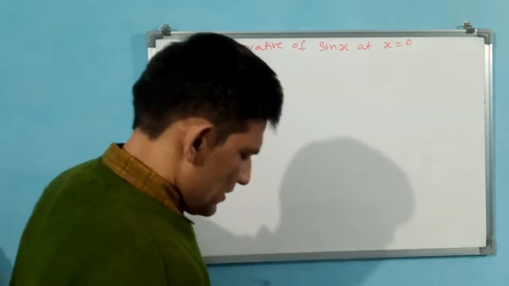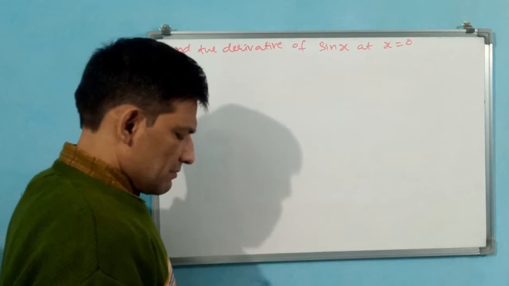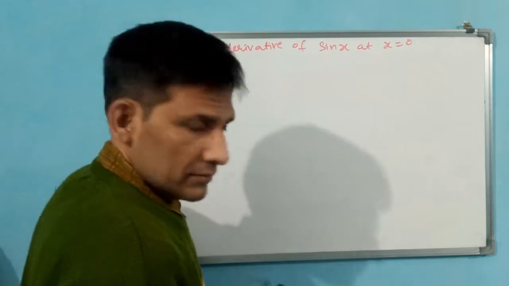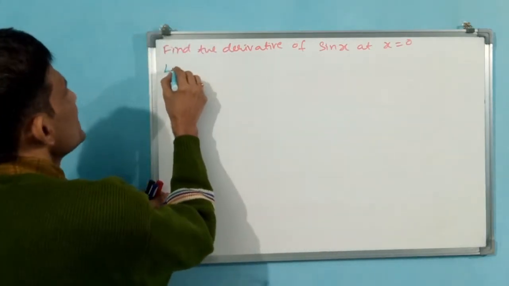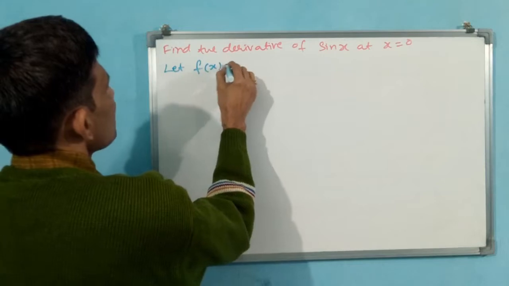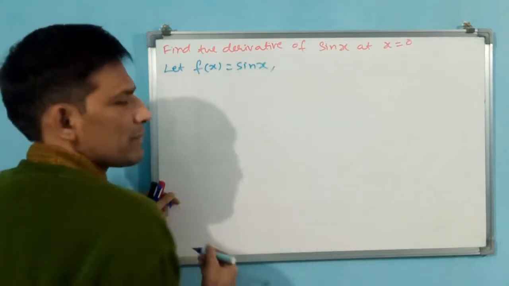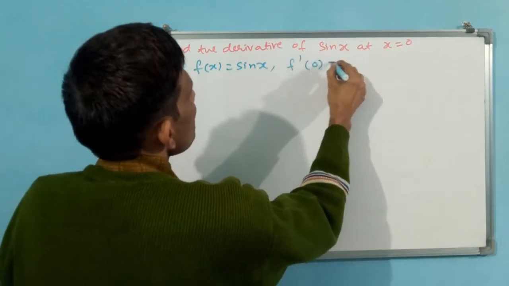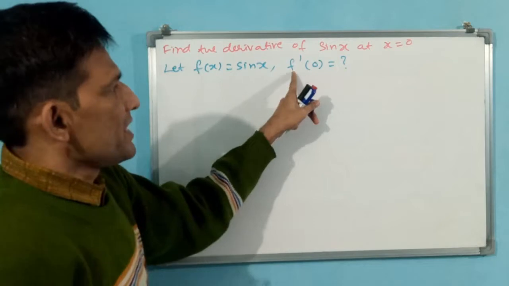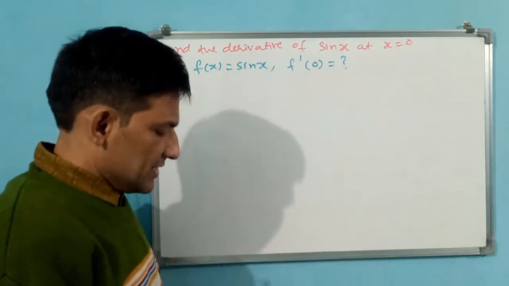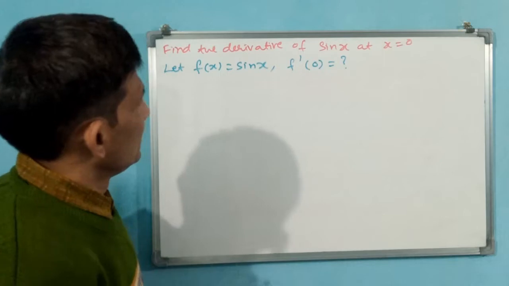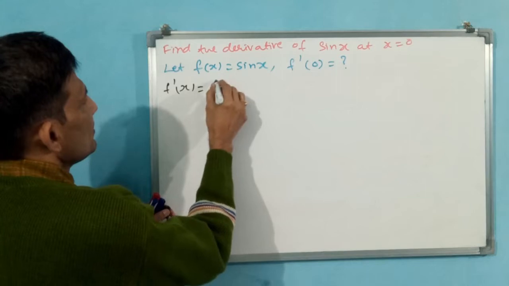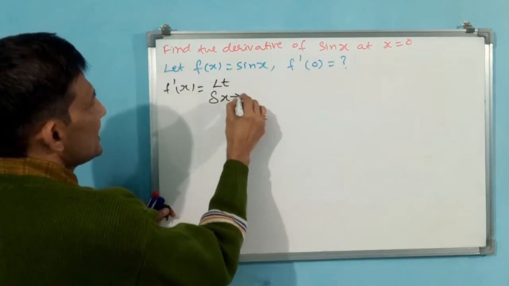Let us see what I am doing. See how I am writing. Let f of x is equal to sin x, comma, f dash 0 is equal to question mark. Derivative at 0 they are asking. That you keep in your mind. Let us first find f dash x. f dash x is equal to limit delta x tends to 0.